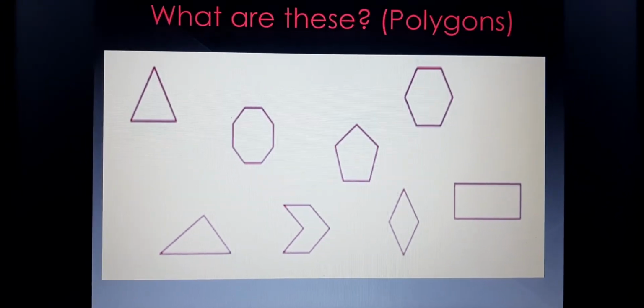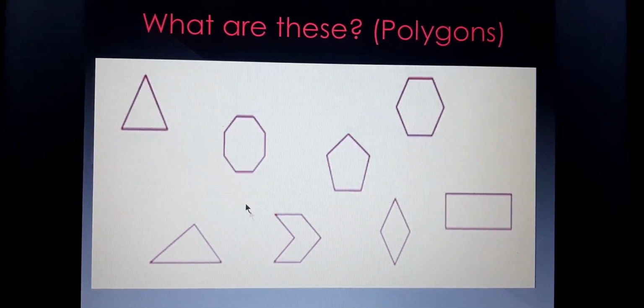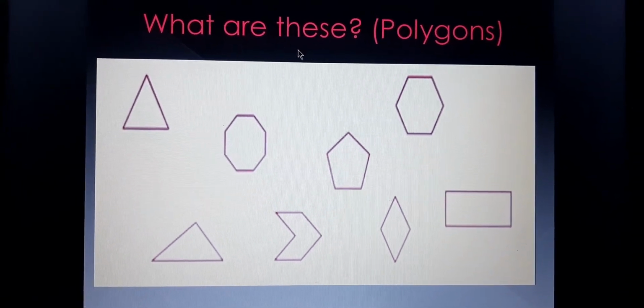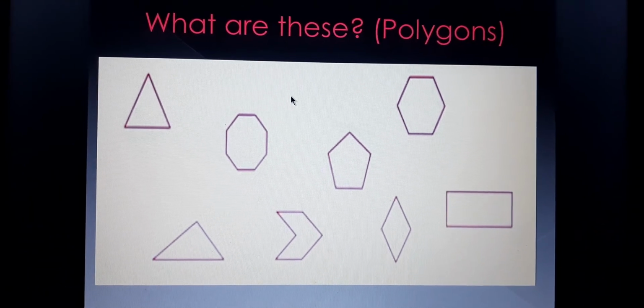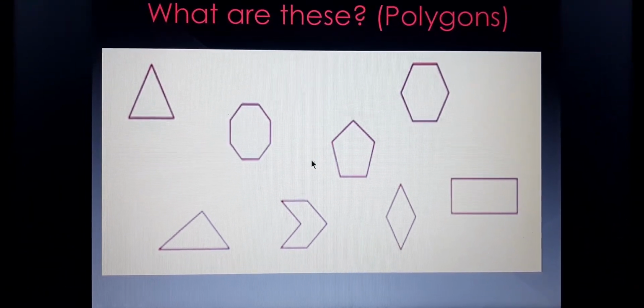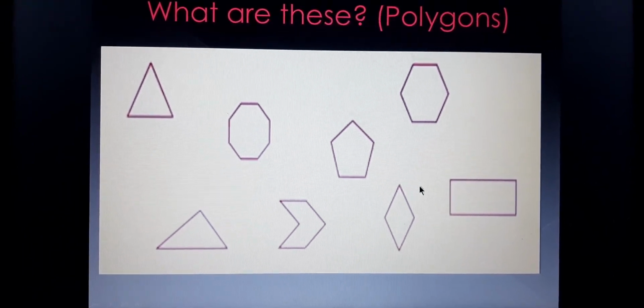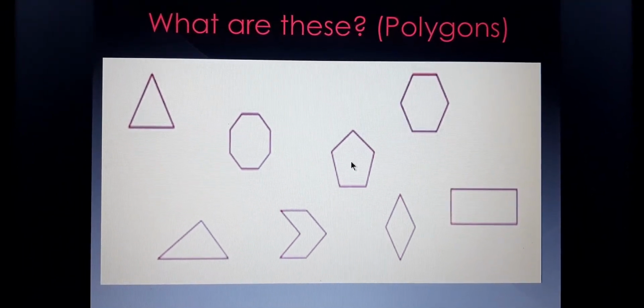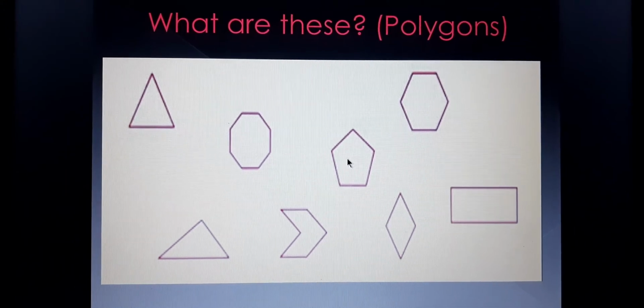Can you see some figures here? The shapes, right? What are these? Yes, obviously it is a closed shape and these are called polygons. But you can see some varieties here, right? So those are classified here. How it is classified? We will see that.